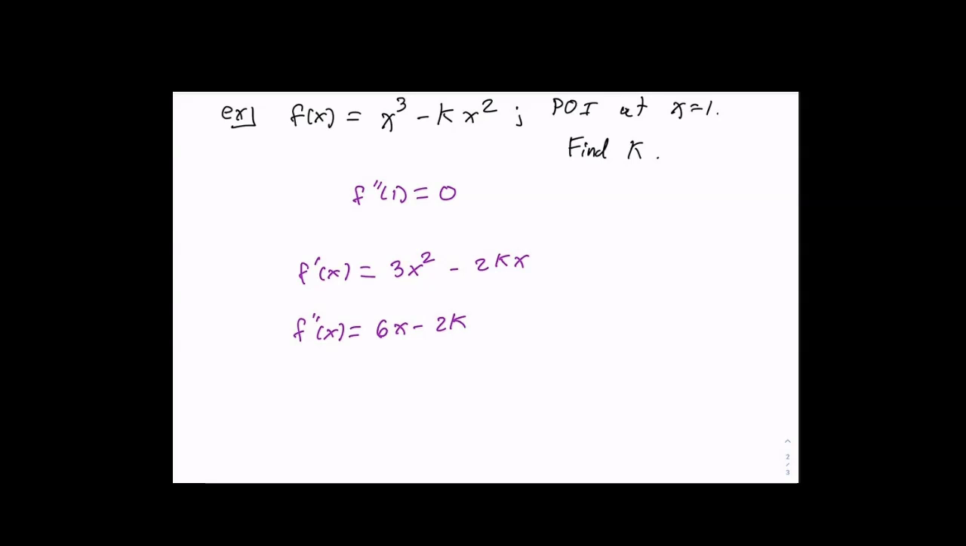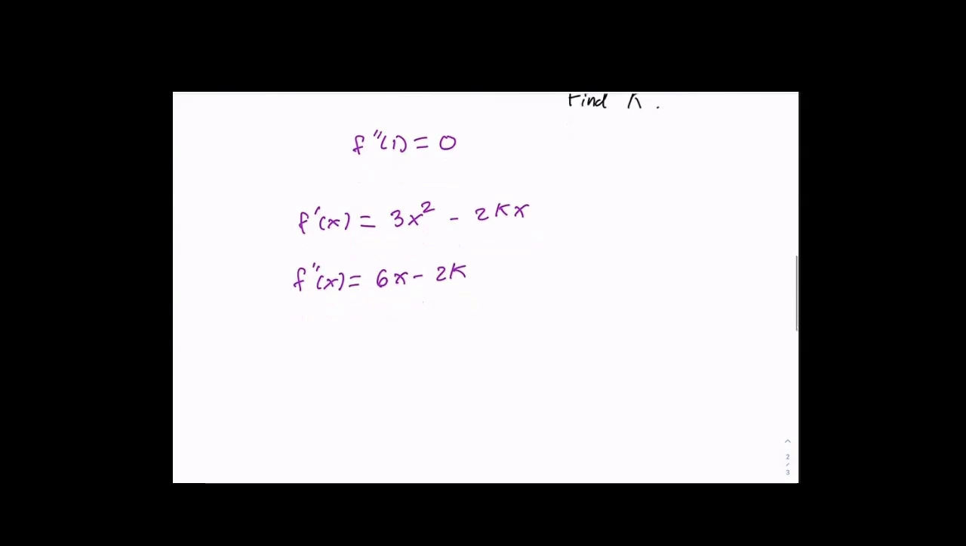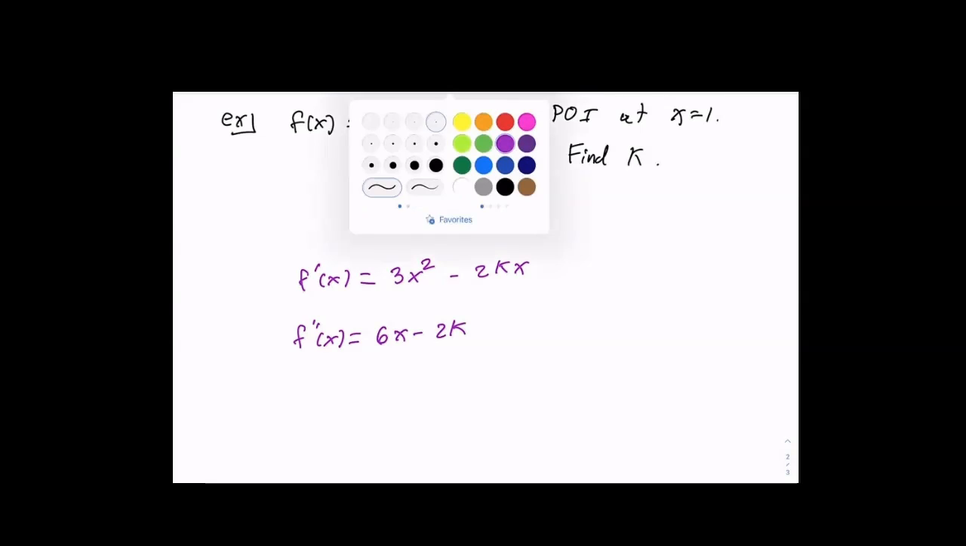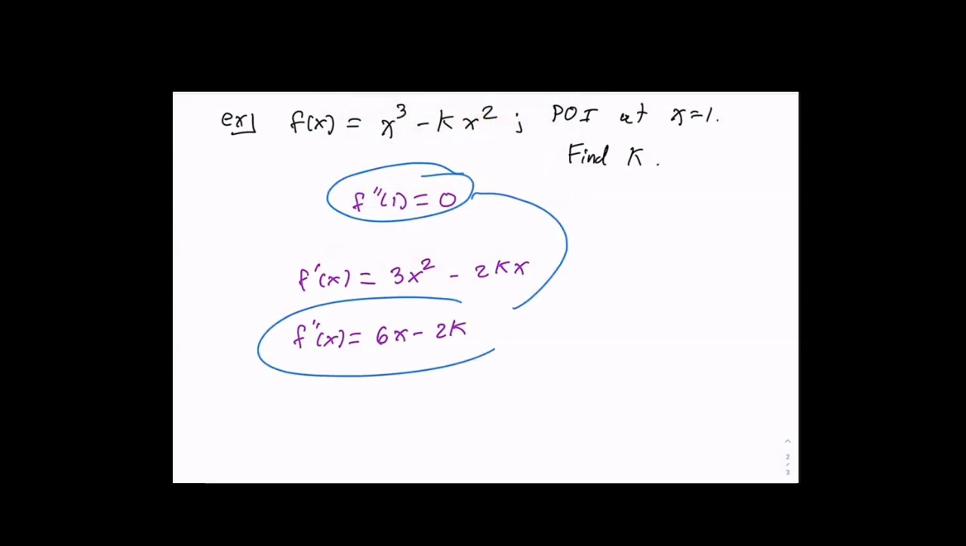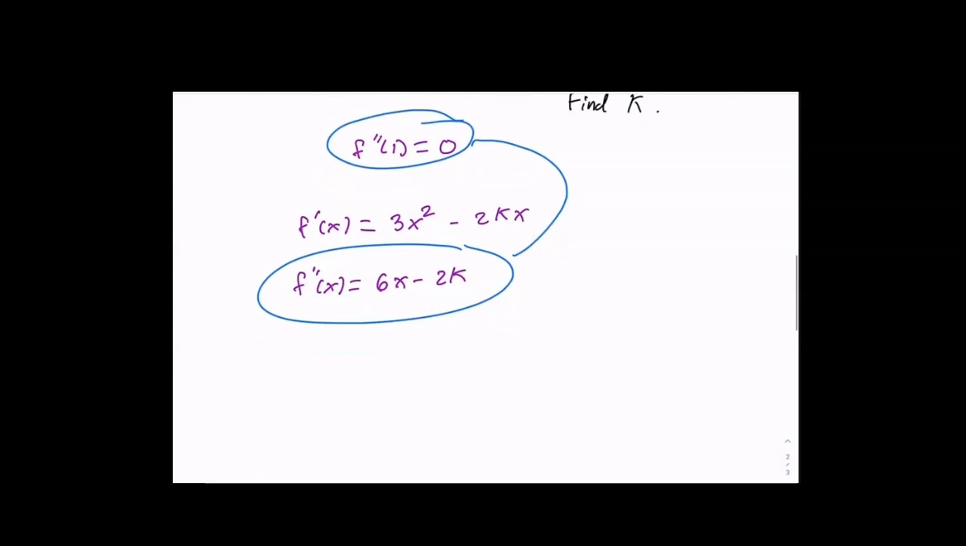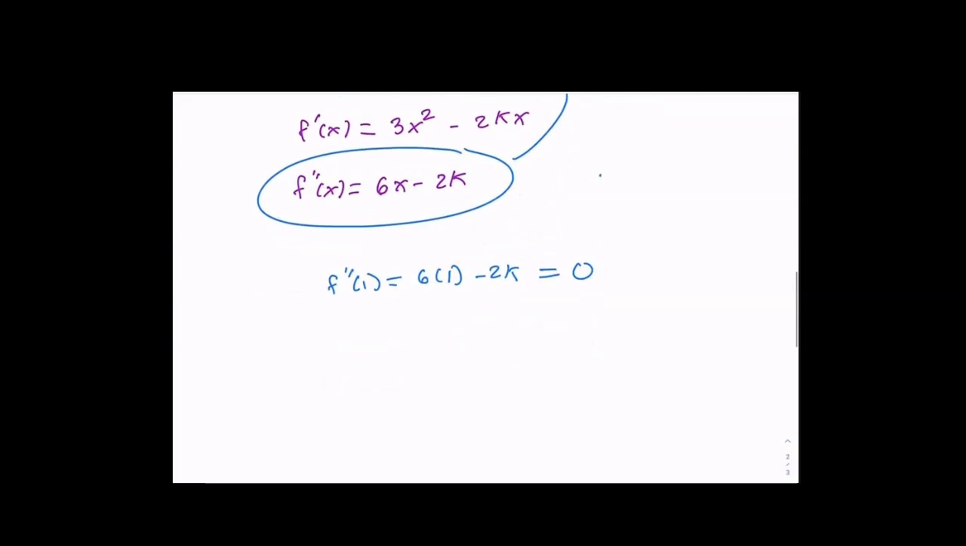Now that we found the second derivative, we're going to utilize what we just found. I like to use correct notation. It means that when I plug in 1, I get 0. A lot of people will just set this equal to 0 as is, and I'm not a fan of that. What it means is that if I plug in 1, f double prime of 1 gives me 6 times 1 minus 2k, and then I set it equal to 0.